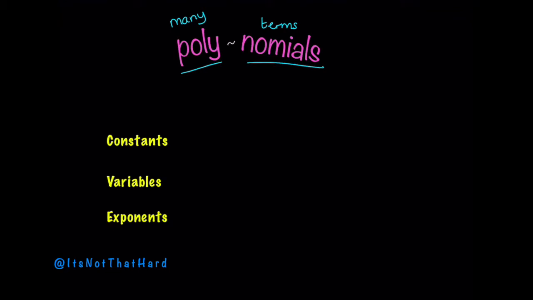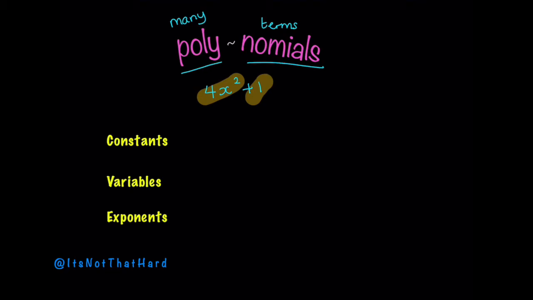If you have a polynomial, I'm going to write a very generic one here. 4x squared plus 1. In this polynomial, 4x squared would be considered a term and plus 1 would be considered another term. And so essentially a polynomial is made up of multiple terms. It can be one or it can be many.